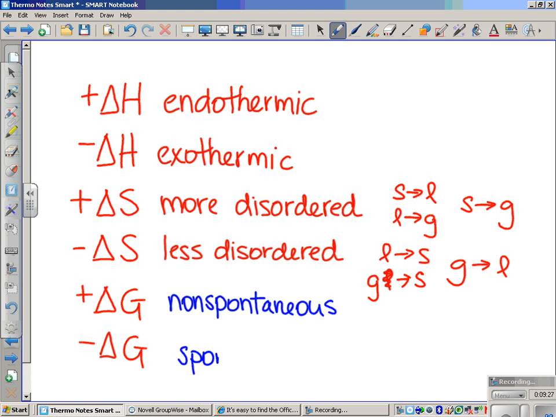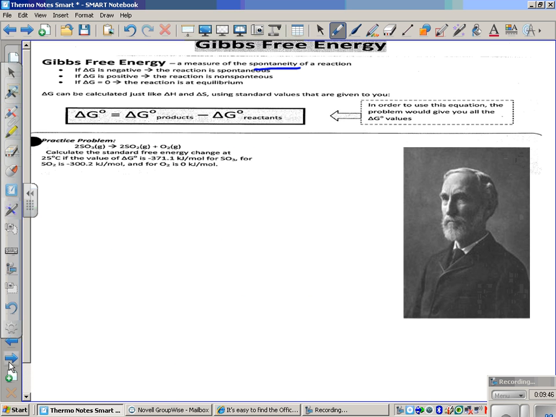And a positive means non-spontaneous, and a negative means spontaneous. All right, you have to know those six things. Have to. Okay, make yourself a note, put a big star on it, circle it, highlight it, do something to it. It is important.